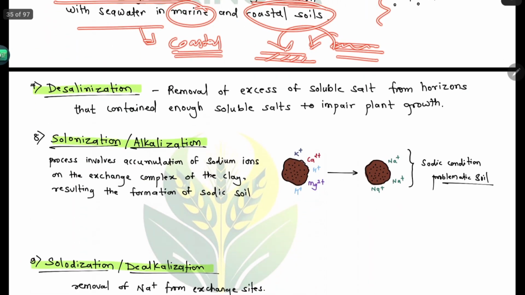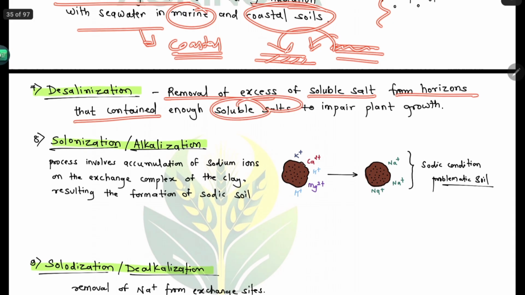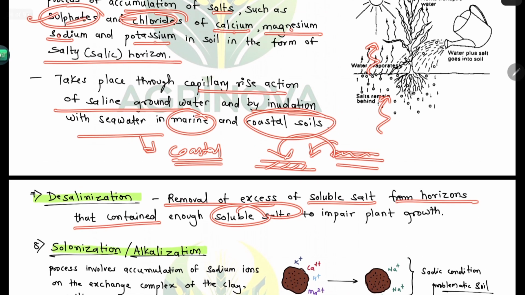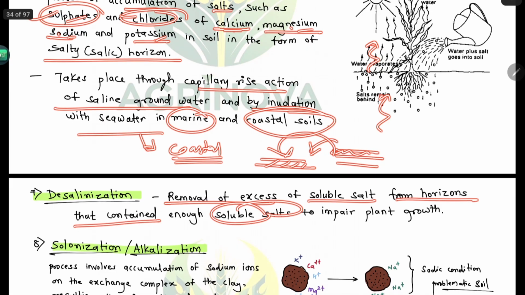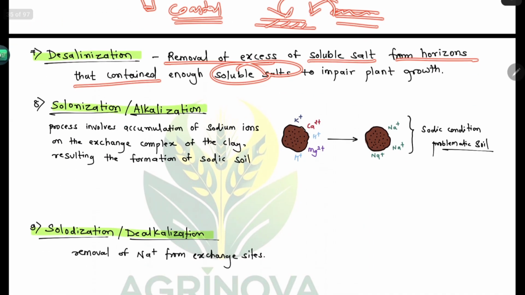Coastal areas. So desalinization means just the reverse, that is removal of excess soluble salts from the horizon that contains enough soluble salts. So which type of soluble salts? Sulfates and chlorides of calcium, magnesium, potassium, and sodium. So all these salts impair, affect the plant growth. So we know the desalinization.